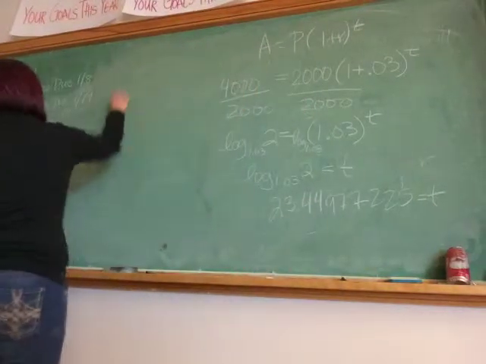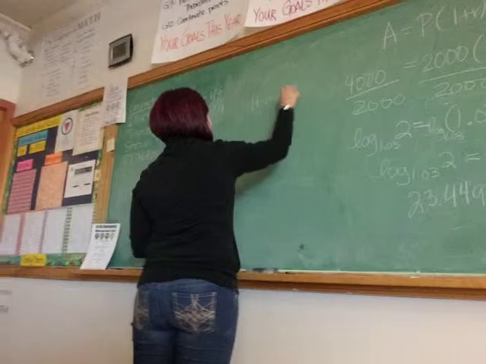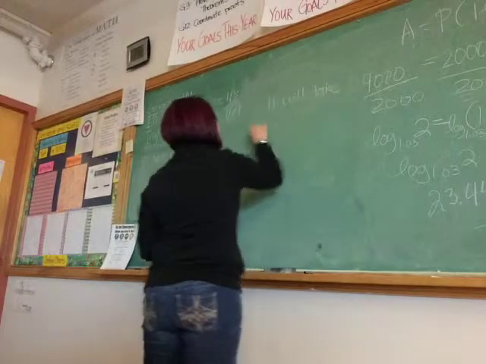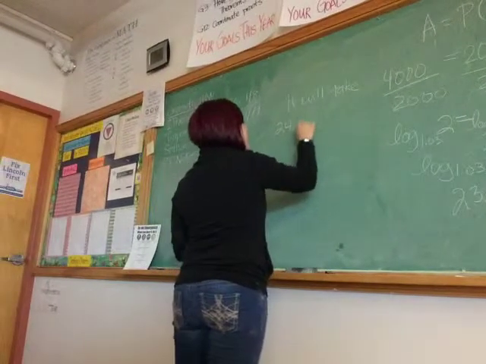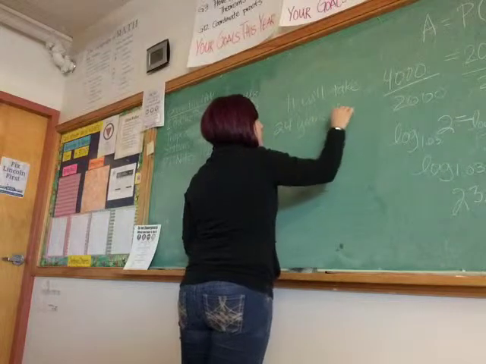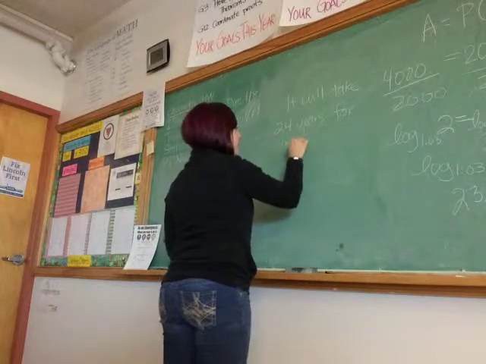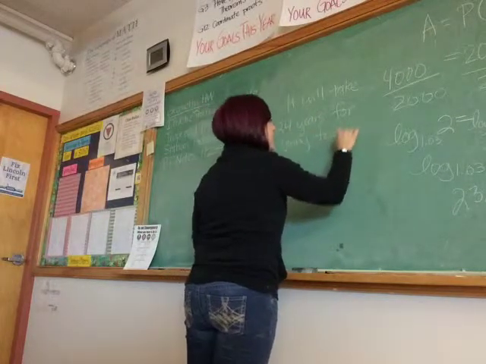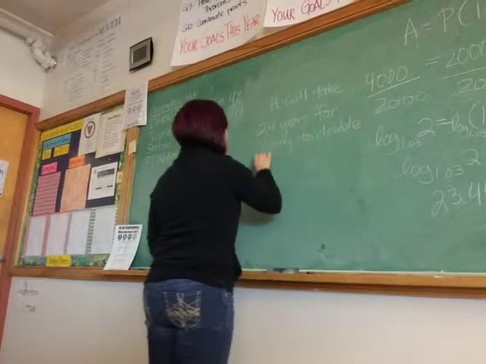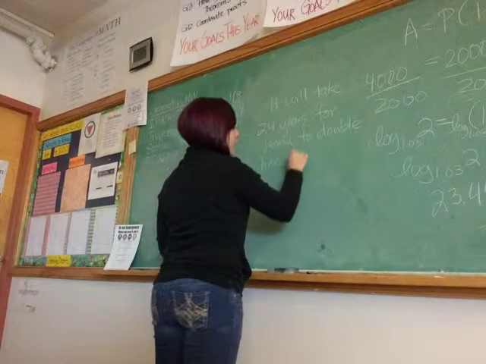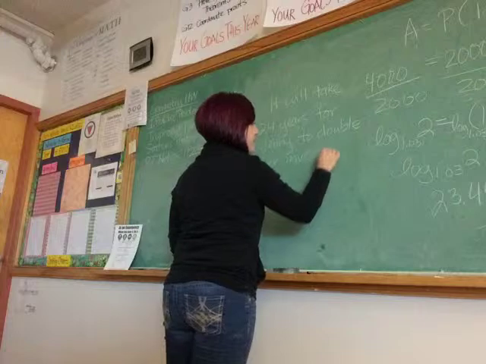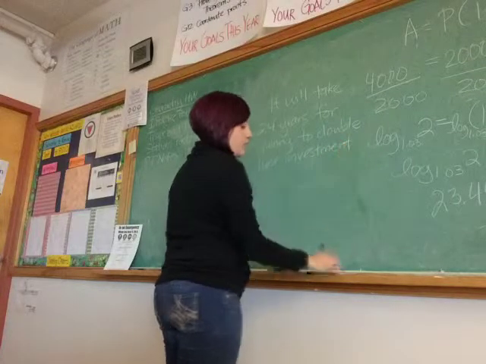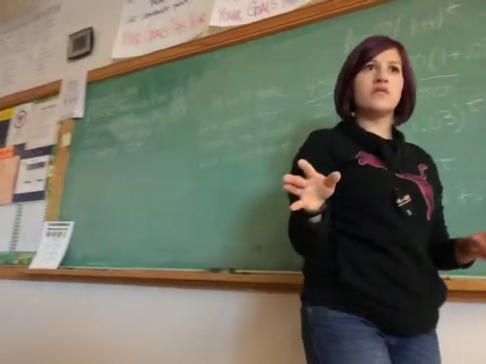So if I were to write this out, it will take 24 years for Jenny to double her investment. Okay. Does that make sense?